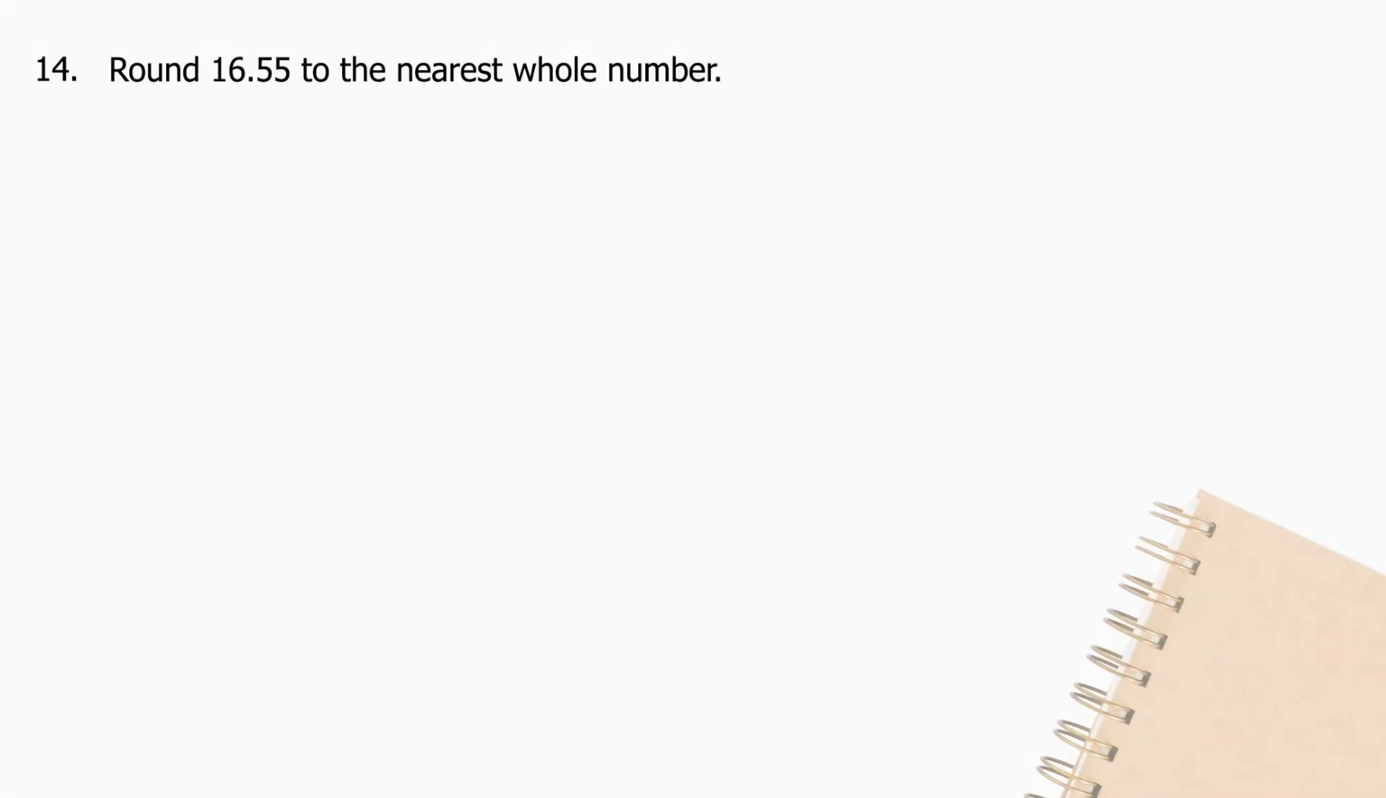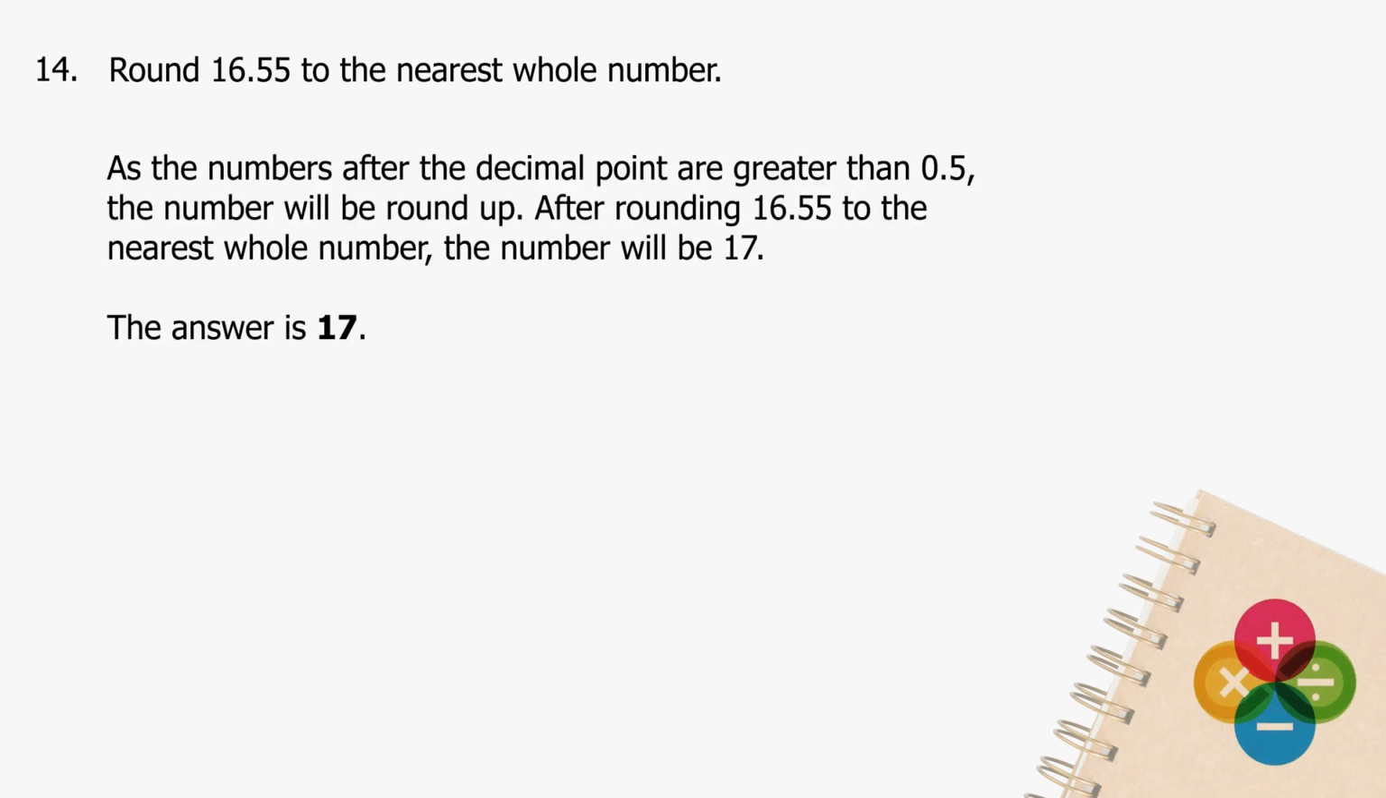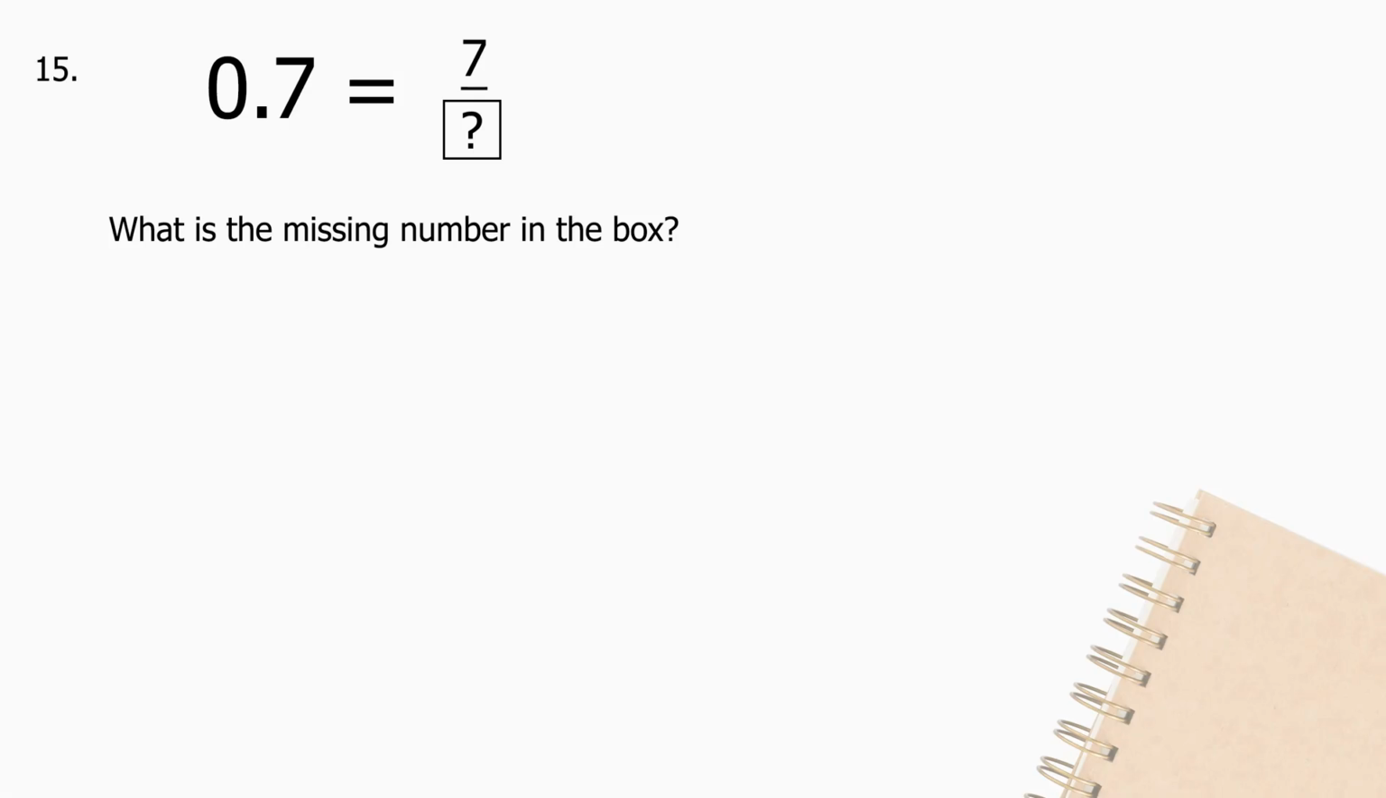Question 14. Round 16.55 to the nearest whole number. As the number after the decimal point is greater than 0.5, the number will be rounded up. After rounding 16.55 to the nearest whole number, the number will be 17. The answer is 17. Question 15. What is the missing number in the box?